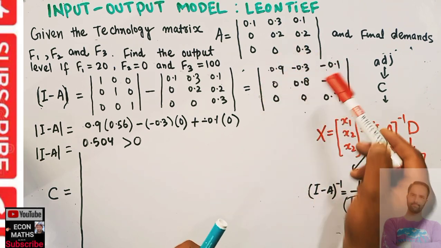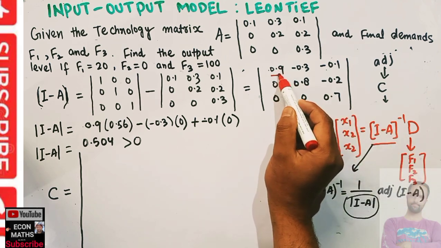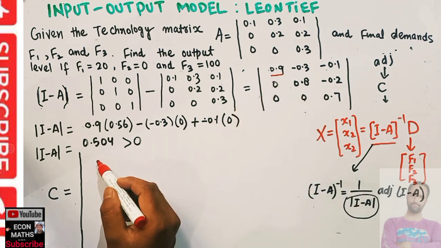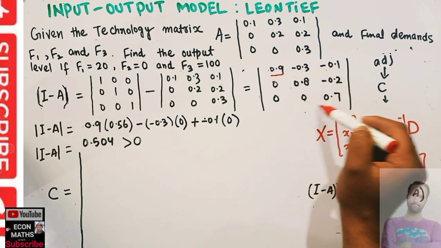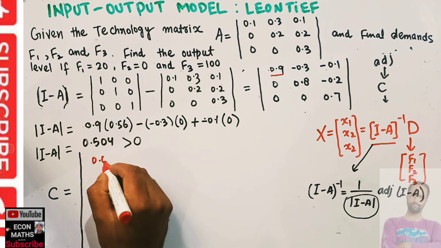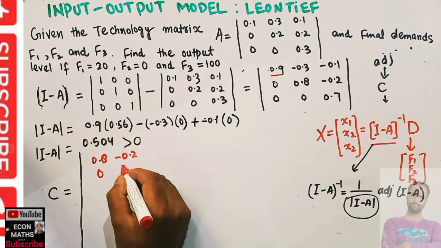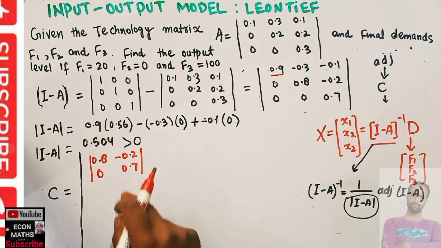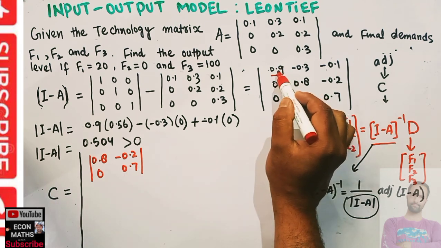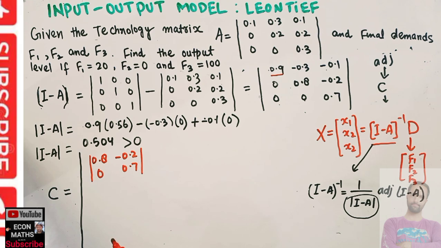How do we form the cofactor matrix of this matrix? Simple thing. Let us say we want to find the cofactor at the first place. For this we delete this column and this row, and write these minors: 0.8, 0, minus 0.2, and 0.7. Let me repeat it. To find the first element of the cofactor matrix, we simply delete the column and the row in which the first element appears and take the determinant of the remaining elements.